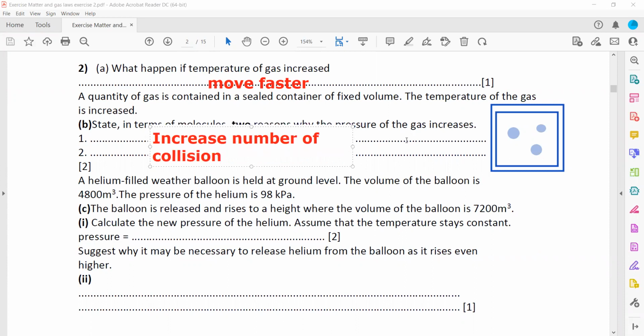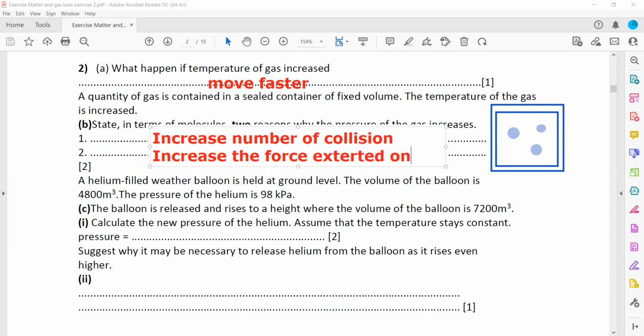The gas molecules collide often with the wall of the container. And the second thing, it will also increase the force exerted on the container or walls of the container. So these are the two reasons why, as we increase the temperature for a fixed volume of a gas, the pressure will also increase.